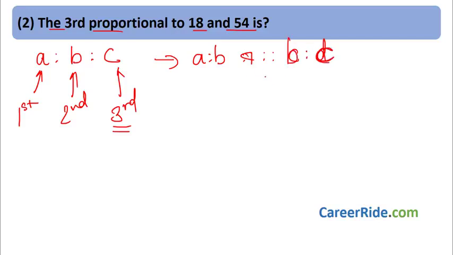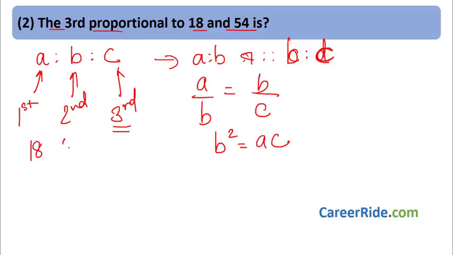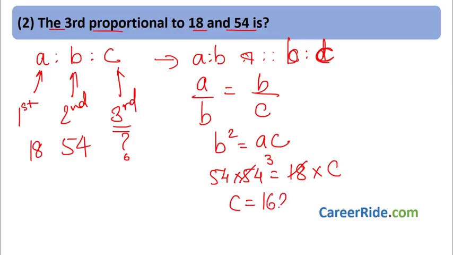That is, A upon B is proportional to B upon C, so B square would be equal to AC. We have two values, A is 18 and B is 54, and we have to find the third proportional. So we have 54 square, that is 54 into 54, equal to 18 into C. 18 3s are 54, so C is 162. Now this is the third proportional.